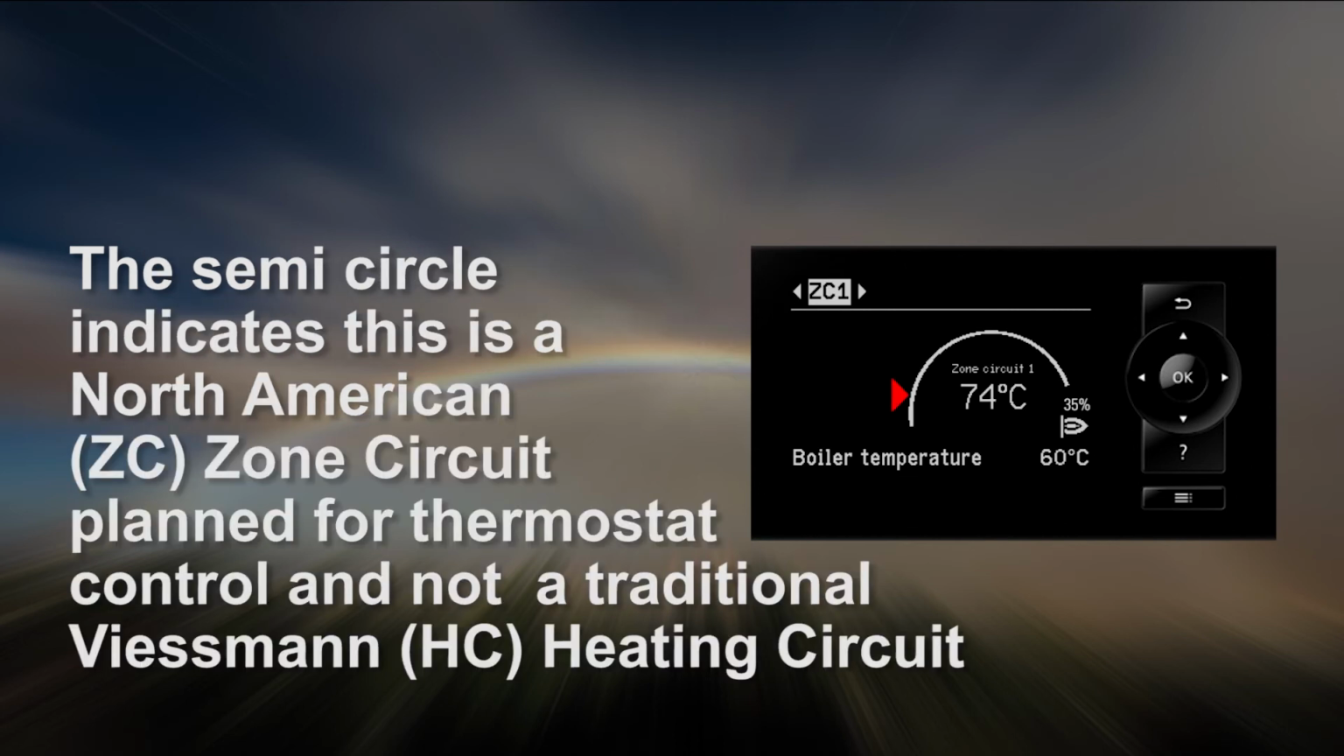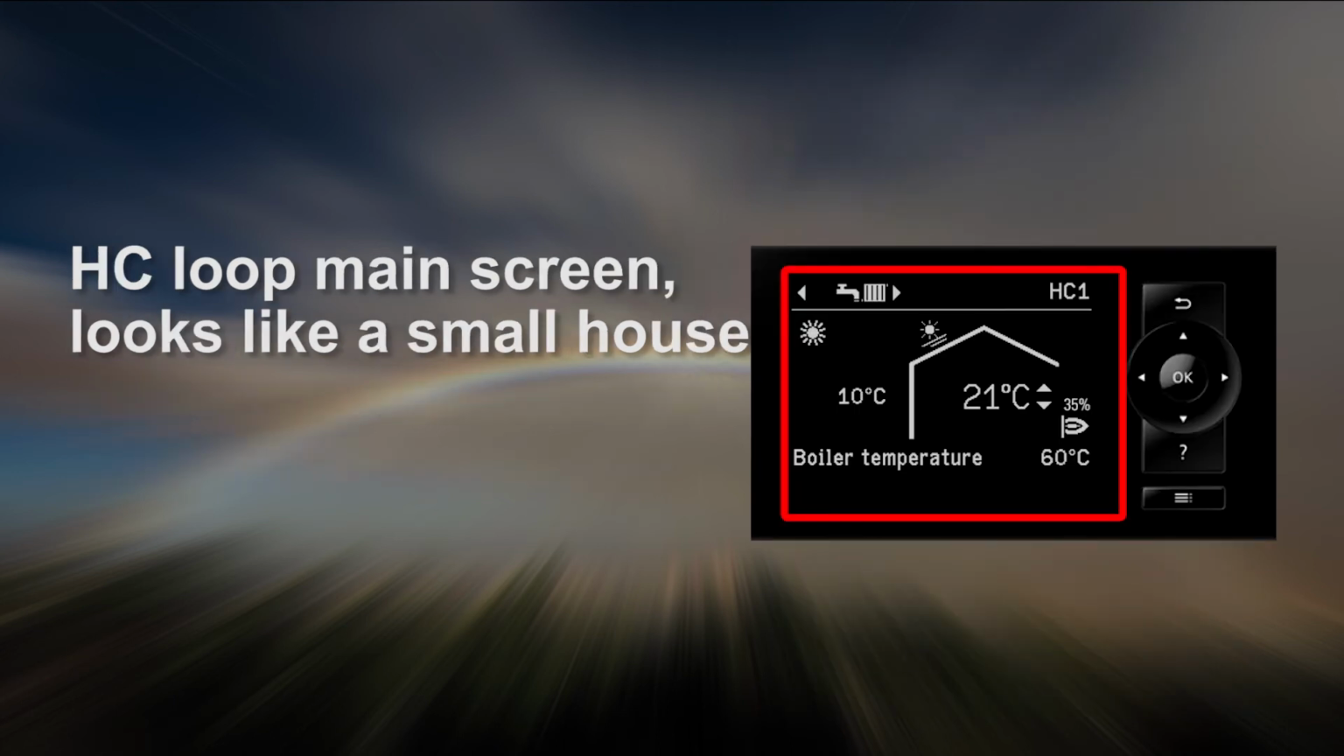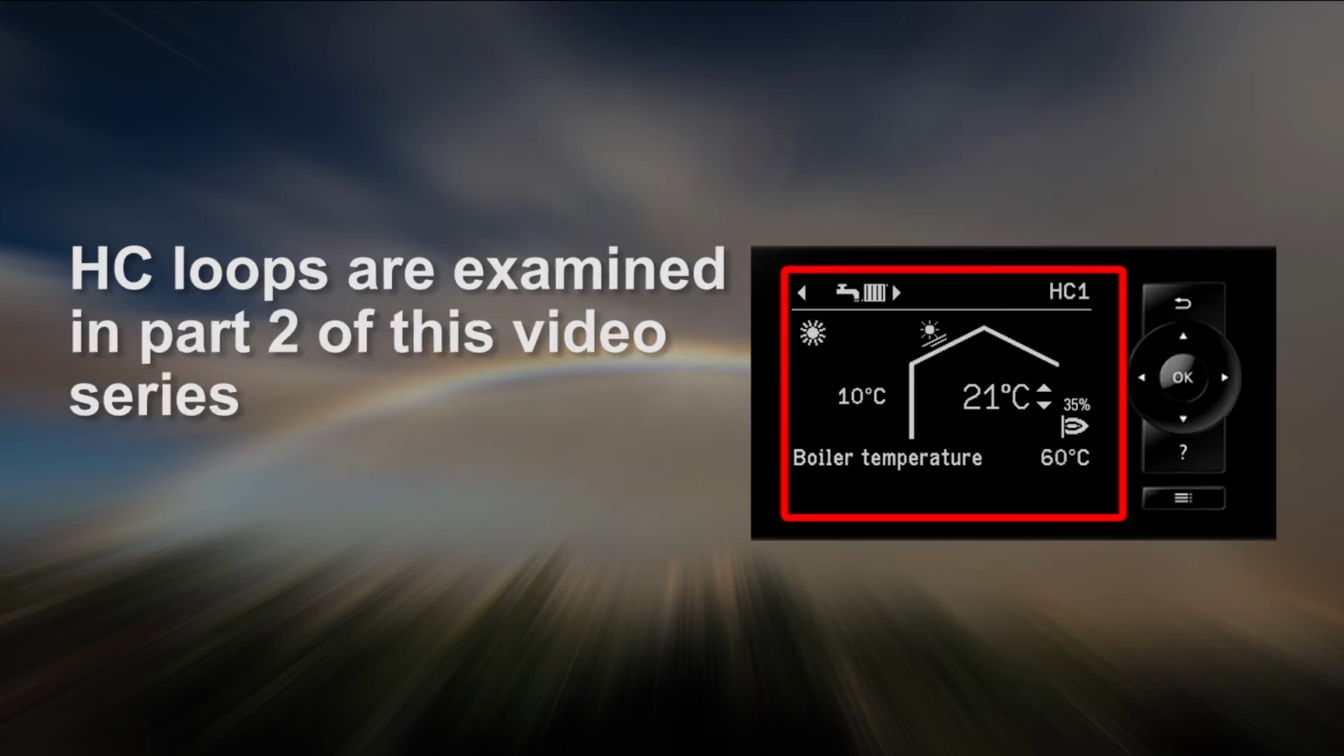The semicircle indicates that this is a zone circuit and not a traditional Viessmann heating circuit. This control is capable of doing either or both zone circuits and heating circuits. A heating circuit main screen looks like a small house. Heating circuit loops are examined in part 2 of this video series.